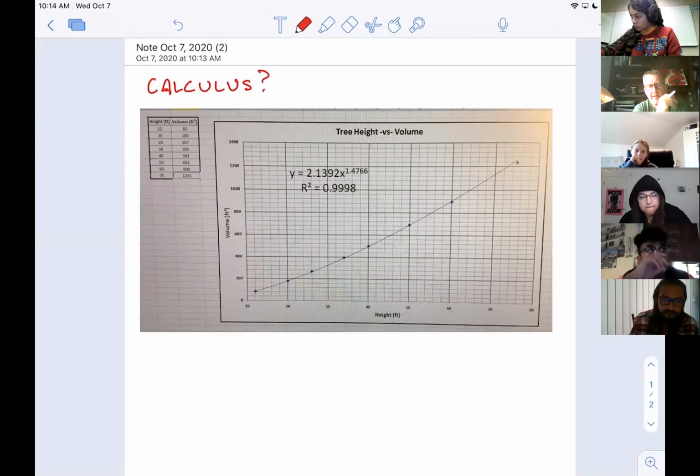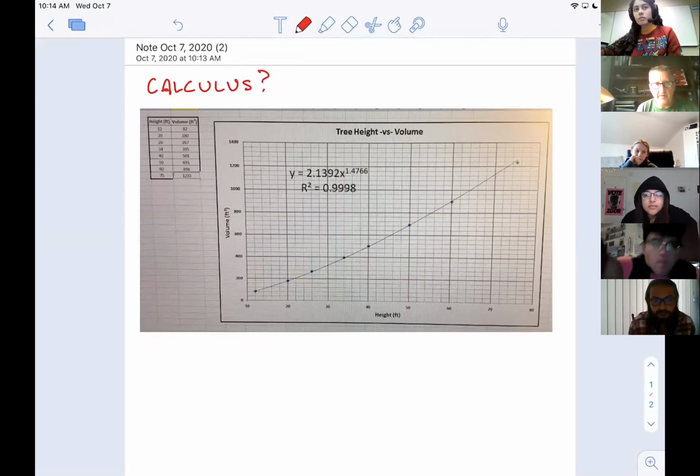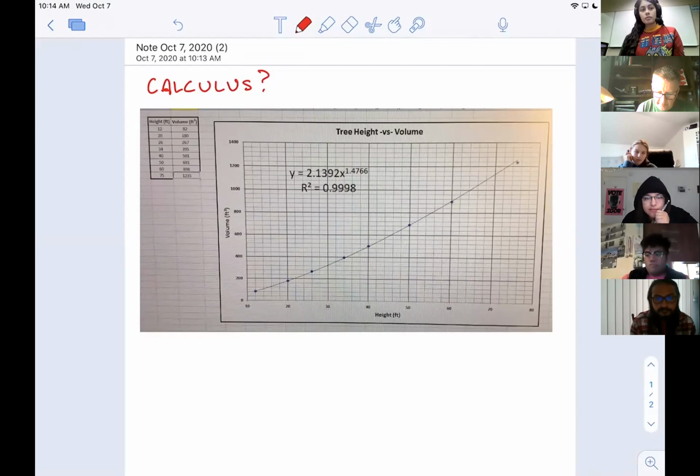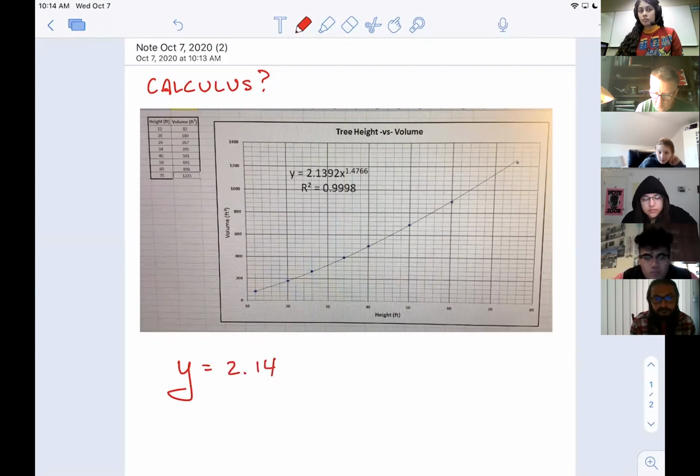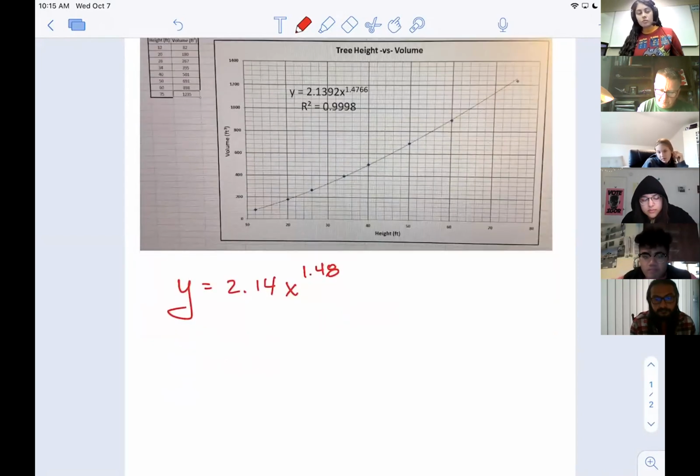So of course, in calculus, I guess we take derivatives, right? That's what we do in Calc 1. We take derivatives, and so we find things like y prime. Just so that it's a little simpler, let me round this off and say that's 2.139, so let's just call it 2.14. And then x is raised to the 1.476, so let's call it 1.48. My question is, can you find the derivative of that?